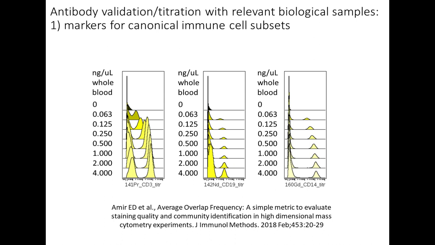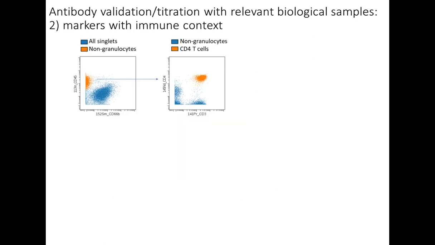And one of the metrics we use for this is the average overlap frequency, which is a method we published a couple of years ago that essentially calculates how much separation you have between a defined positive and a defined negative, and we try and maximize this metric with our titrations.